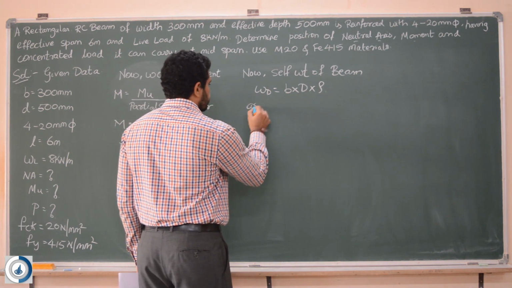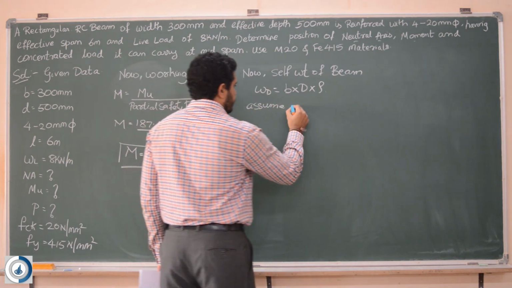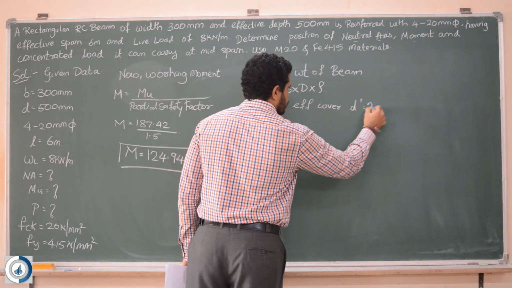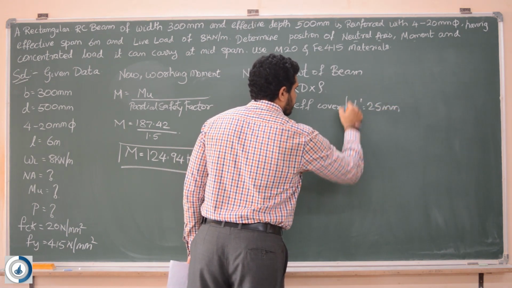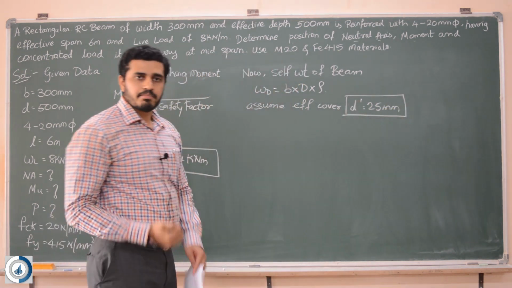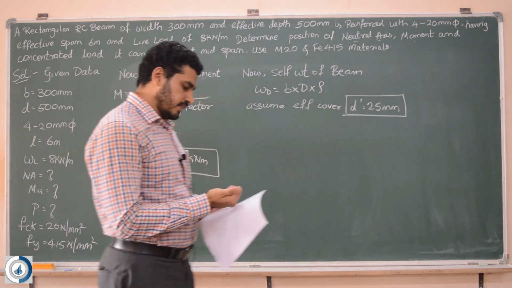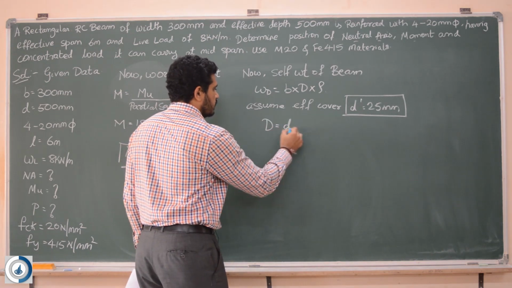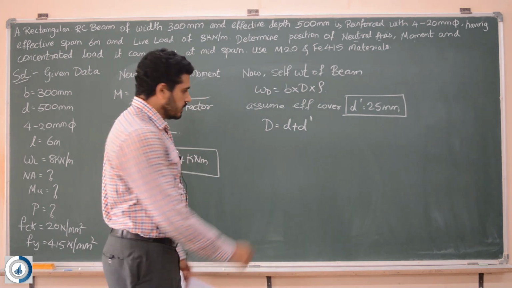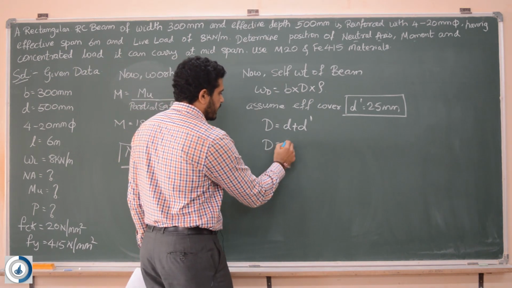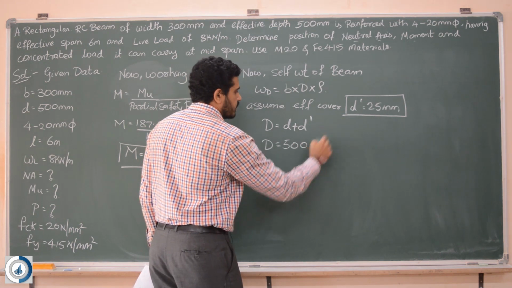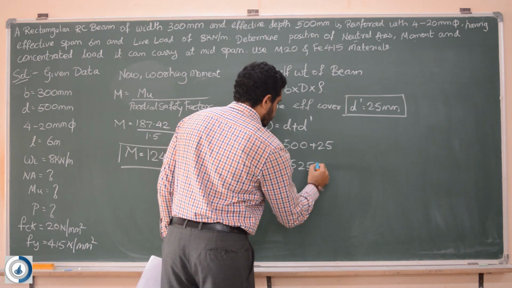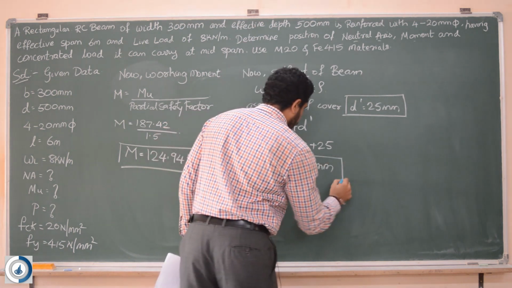So the minimum effective cover we will provide for this beam is 25 mm. Assume effective cover d dash equals 25 mm, which is minimum for the beam. Now we can calculate the overall depth, which is D equals d plus d dash. So D equals effective depth 500 mm plus this 25 mm. Therefore D equals 525 mm. So this is our overall depth.